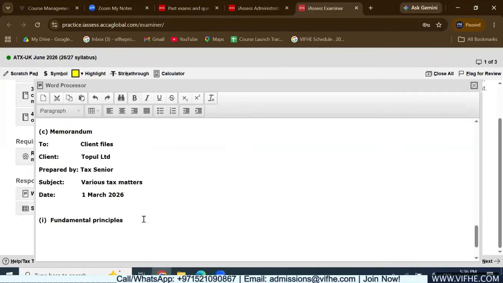So the first thing is about, I think, objectivity, because our firm is already acting for one of their shareholders, Sylvie. And if we act for the company as well, that will give rise to a conflict of interest, which will be compromising our professional judgment.